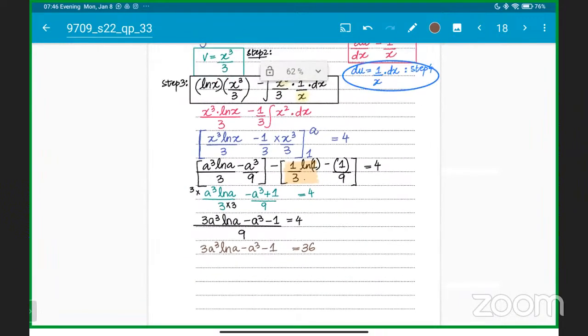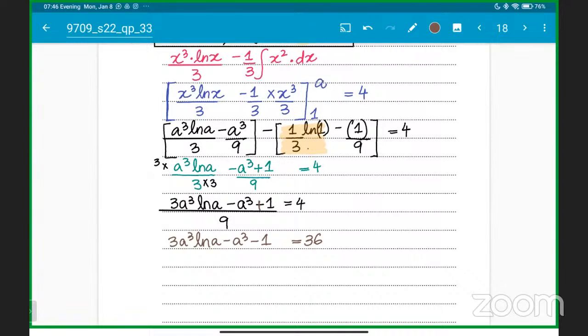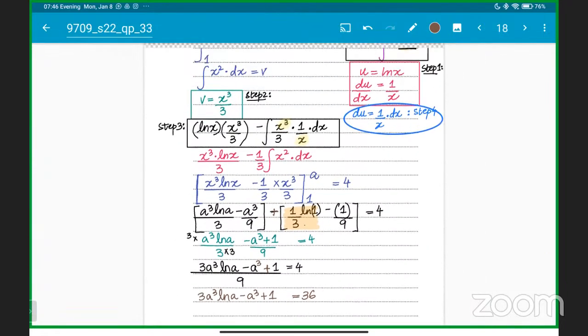Everyone getting it with me? Following? Sorry, this will be plus 1 only because we have already done the simplification for these two. It was plus, so it will remain plus: minus a cube plus 1, because the LCM was the same. Okay, everyone getting it, clear? Following that, any questions?